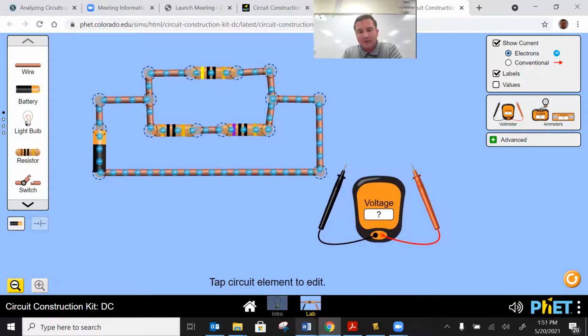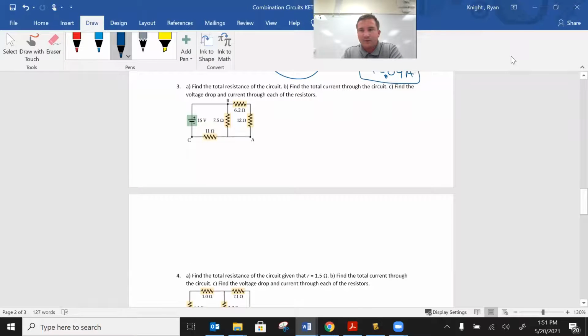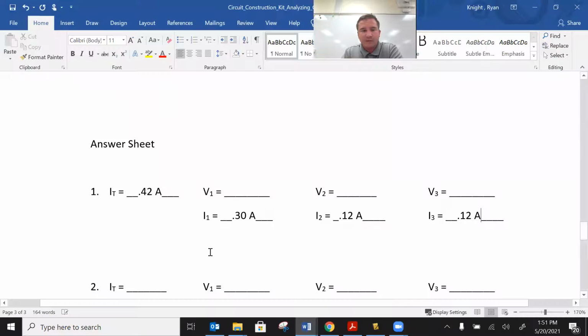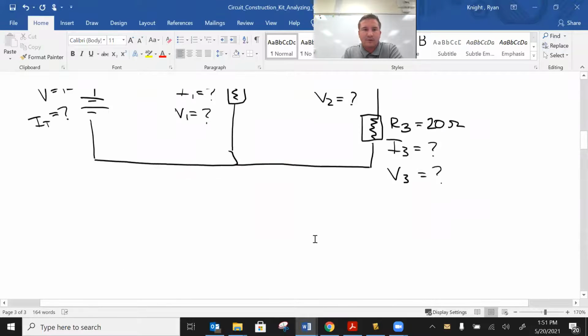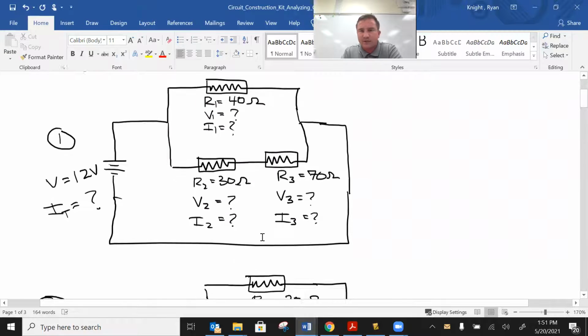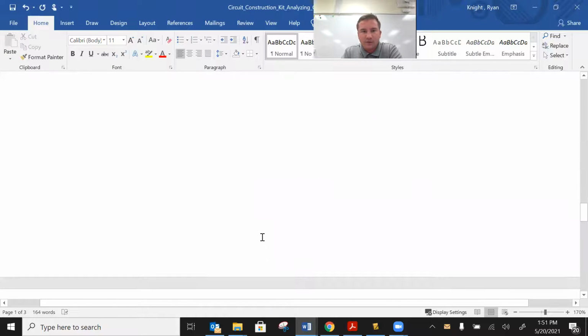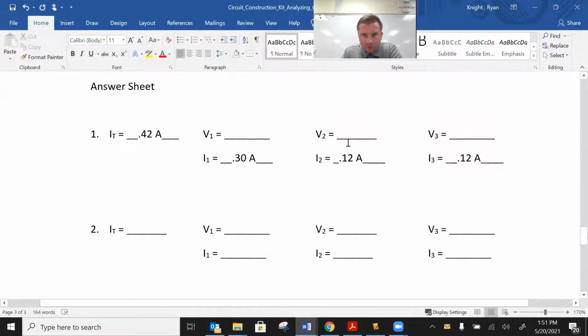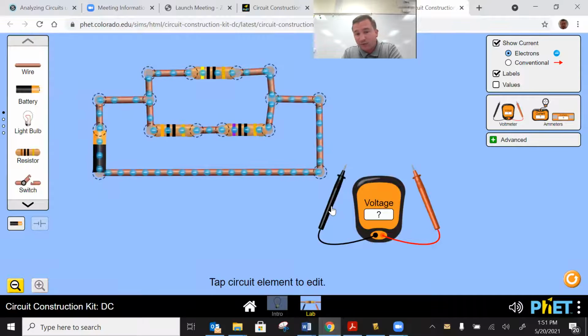To find the voltage, we don't need to find the voltage over the battery because we know it. The voltage over the battery was 12. So that's there for us already. But we do need to know the voltage of resistor 1, resistor 2, and resistor 3. So I'm going to go ahead and measure those now.